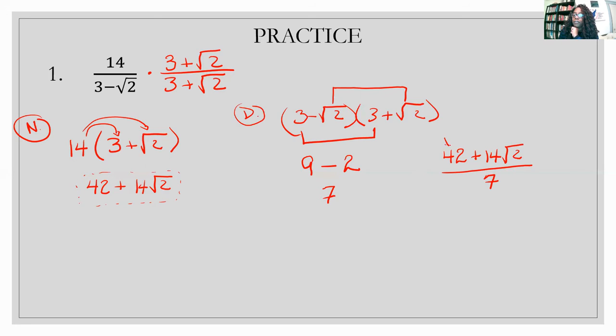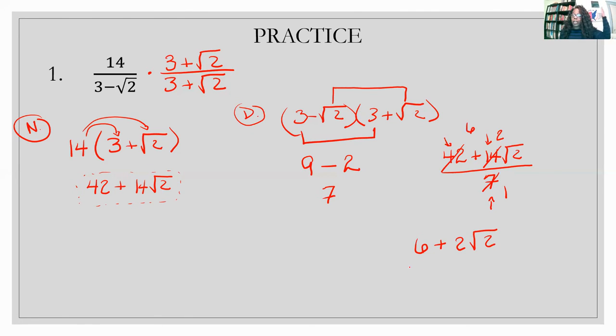So I'm looking at the 42. I'm looking at the 14. And I'm looking at the 7. Do we have a number that 42, 14, and 7 have in common? What do you think? You're right, 7. So if I divide this by 7, that's going to give me 1. Divide this by 7, that will give me 2. Divide this by 7, that will give me 6. So now we have 6 plus 2 square root of 2.